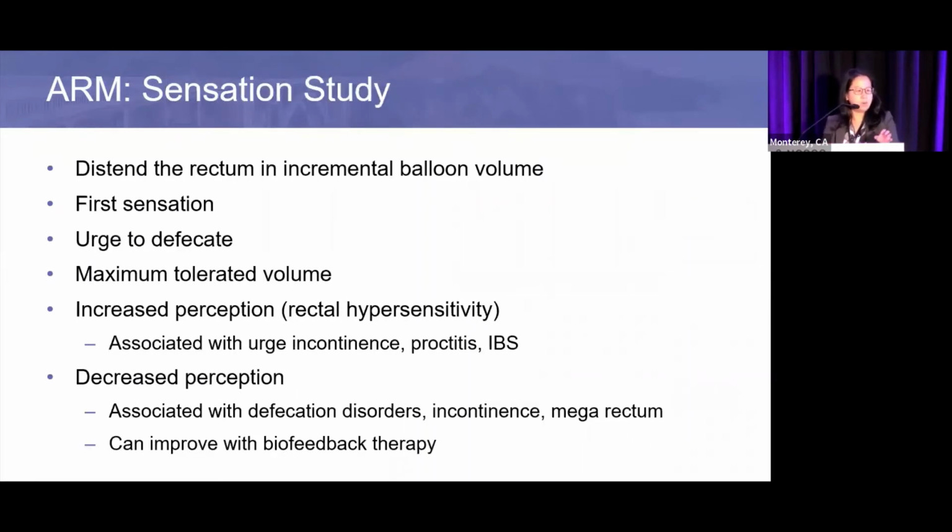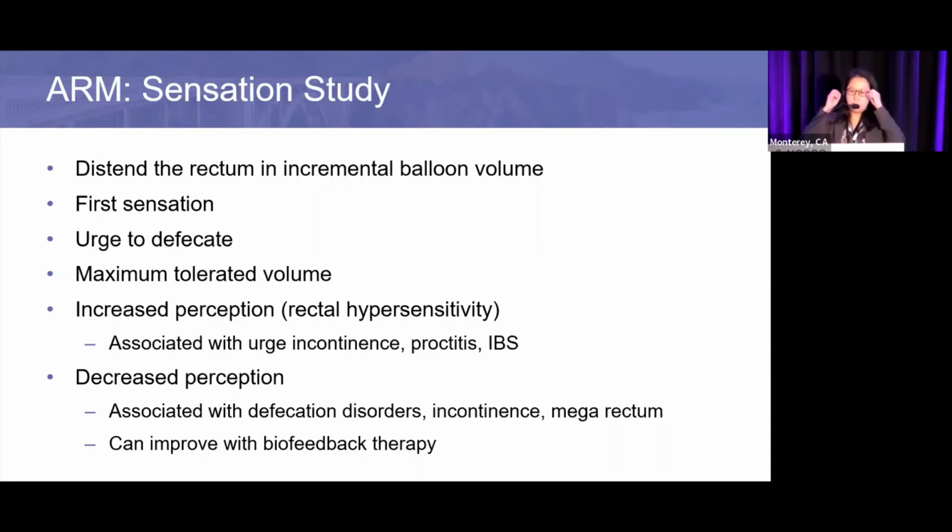Sensation study. This is where we inflate a balloon in the rectum, and then we ask when their first sensation is, when they feel the urge to defecate, and what their maximum tolerated volume is. So we go from 10 milliliters to 20, 60, 90, 100 milliliters. Patients who have rectal hypersensitivity have these increased perceptions. Even when the balloon is at a very small volume, they say, oh, I'm feeling pain already. And usually you can see that associated with urge incontinence, proctitis, irritable bowel syndrome.